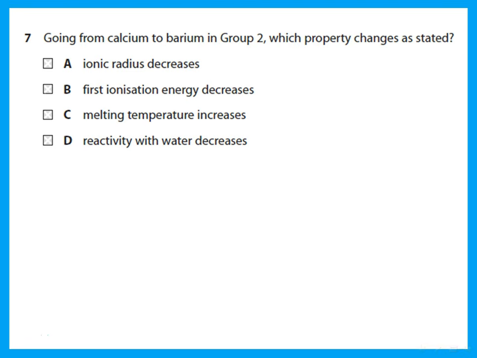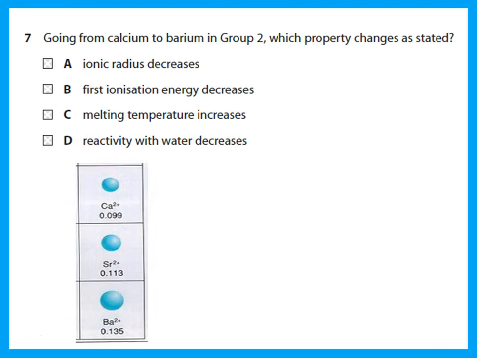Going from calcium to barium in group 2, which property changes as stated? Well, let's look. He's saying the ionic radius decreases. As I go down group 2, actually, the ionic radius increases. Remember, we have more shells. The ionic radius increases, so A is wrong.